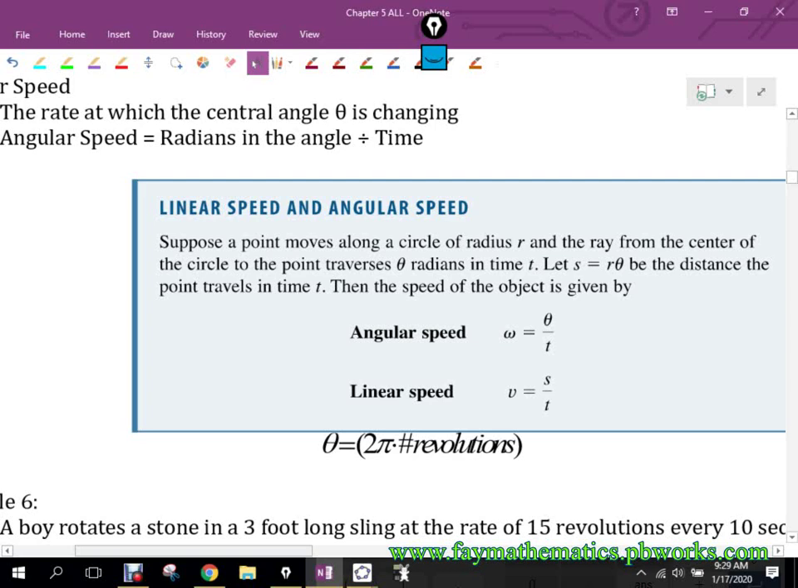So what if it's only half a revolution? What's 2 pi times half a revolution? What if it's 3/5 revolution? It's 2 pi times 3/5, right? If it's 1,004 revolutions, it's 2 pi times 1,004. Your vehicles do this. When you floor your accelerator and your RPMs go up, that's revolutions per minute.